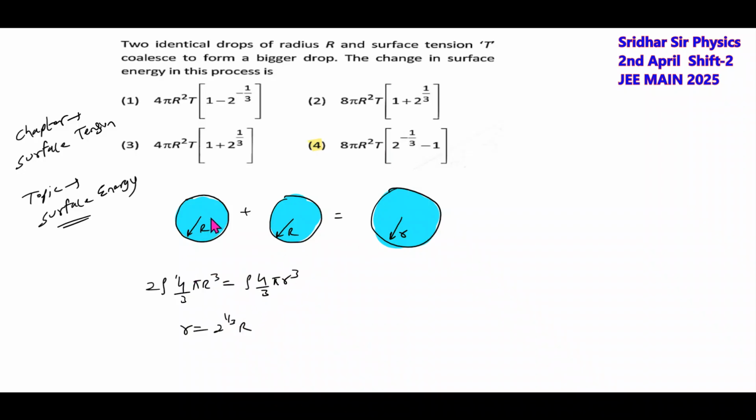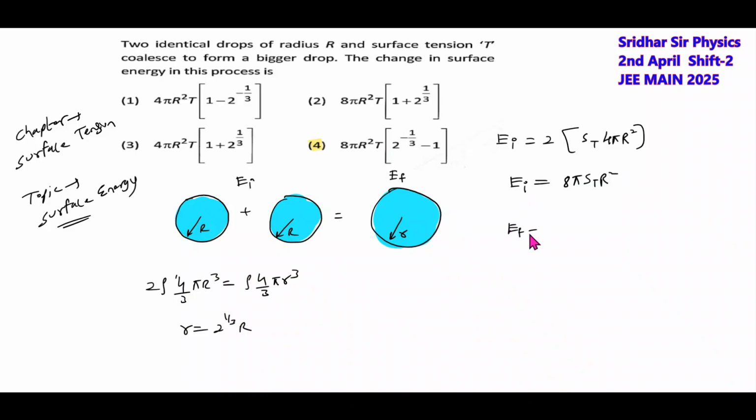Then the initial energy. This is the final surface energy. What is the initial energy? The initial energy is, a drop has only one surface, and there are two drops. So 2 times surface tension into 4 pi r square. This will become 8 pi ST r square.